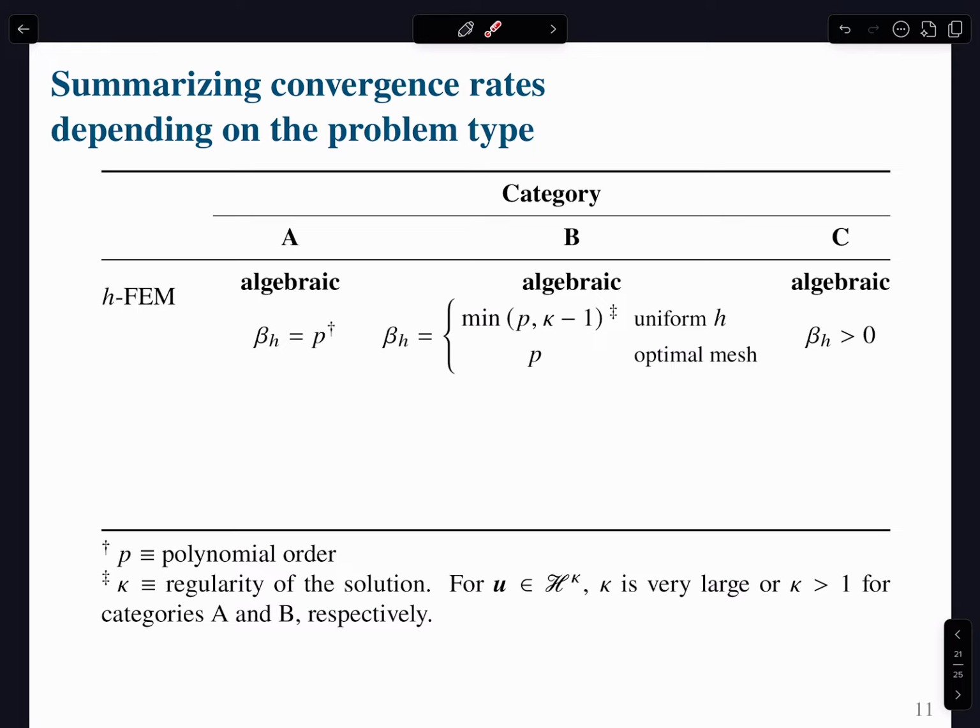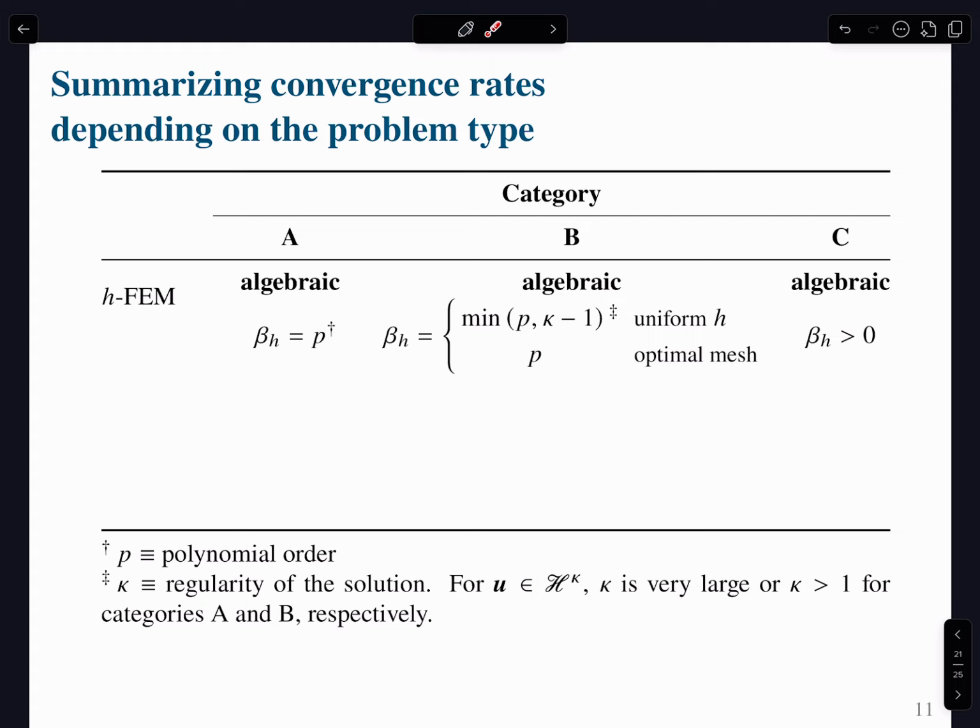So for your problem, the one that you are solving in your project, the first exercise, if you are dealing with a linear interpolation order, your beta h should be 1. And if you're dealing with a quadratic Lagrangian element interpolation, it should be 2. And it should be very close to it. If it is not, we have a bug. Again, remember that here we are assuming problems in category A. Those are smooth problems. Yeah?